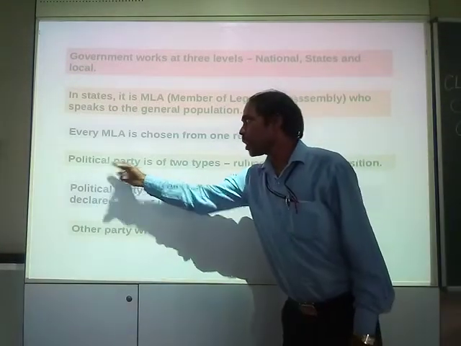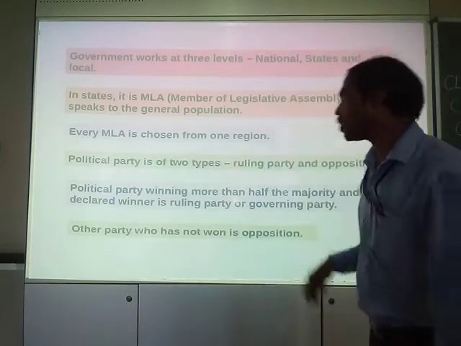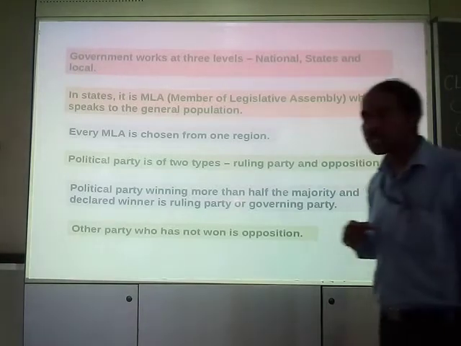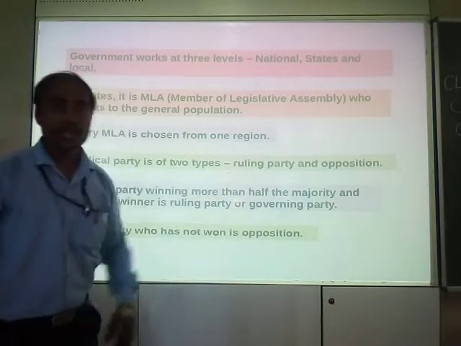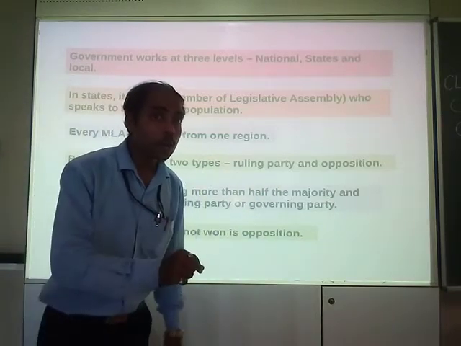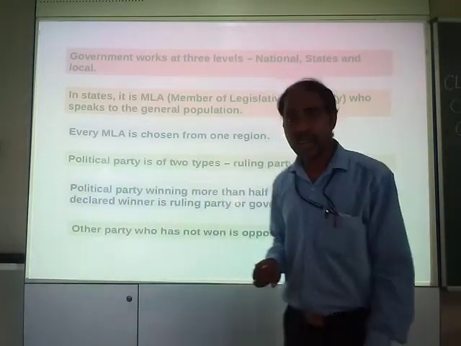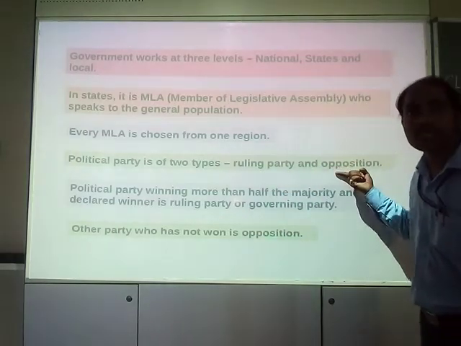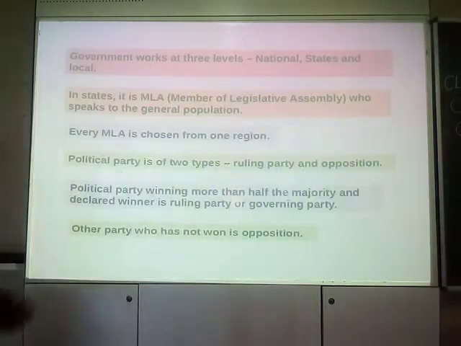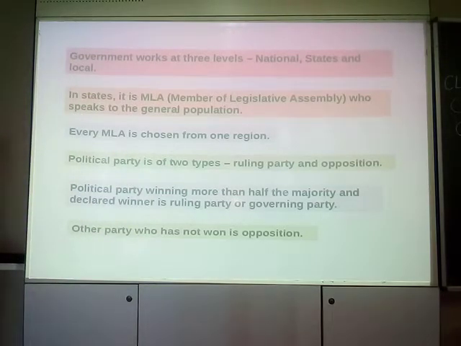Political party is of two types. Now, political party is of how many types? Two types, ruling party and opposition. I have already told you, right? As far as political parties are concerned, they are of two types. The ruling party is the party which is ruling right now. BJP is ruling, right? The Prime Minister belongs to the BJP, so BJP is the ruling party, and the rest of the parties are opposition parties, like Congress. So political parties consist of two types, ruling party and opposition party.